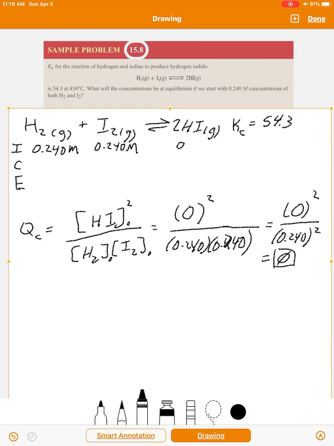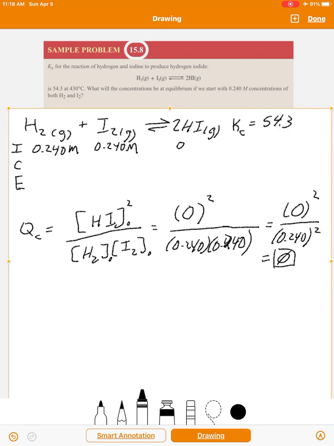Now we go back to the guidelines. The guidelines were if Q is equal to K, you're at equilibrium, nothing will happen. If Q is greater than K, then that means you have too much products and it'll go back to the left. If Q is less than K, that means you don't have enough products and it'll go to the right.